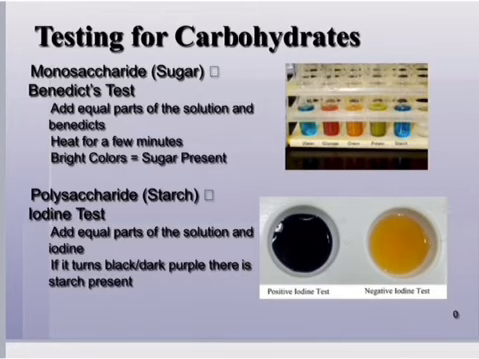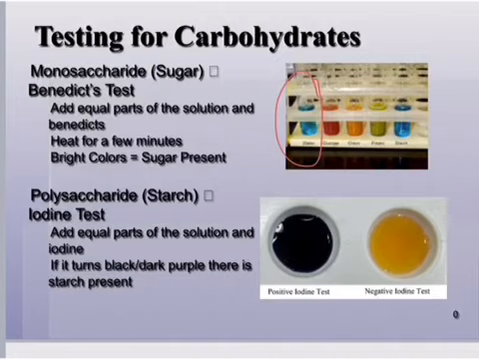In the lab, you will need to be able to test for both monosaccharides and polysaccharides. The tests are pretty simple. For the monosaccharide test, you'll use an indicator called Benedict's. You can see here in the picture, Benedict's starts off as a blue color. You want to add equal parts of the solution and the Benedict's together, so probably start off with about 20 drops of each. And then for this test, you have to place your test tube into a hot water bath to heat it for a few minutes. The hot water bath does need to be pretty warm, but it does not need to be boiling.